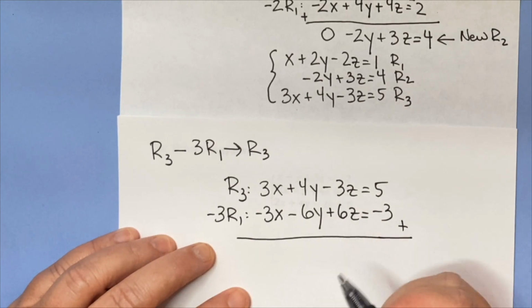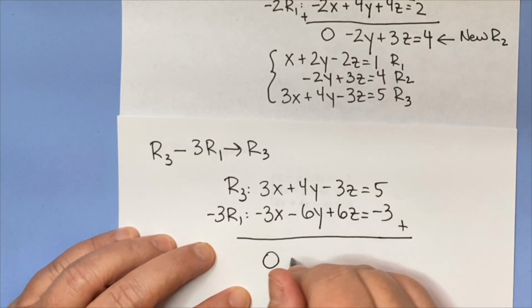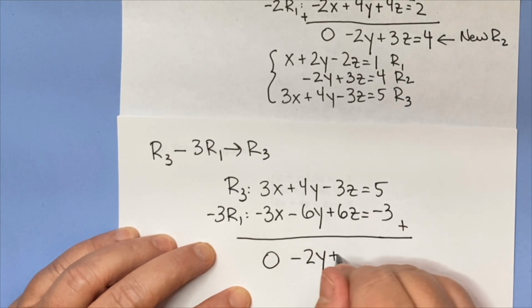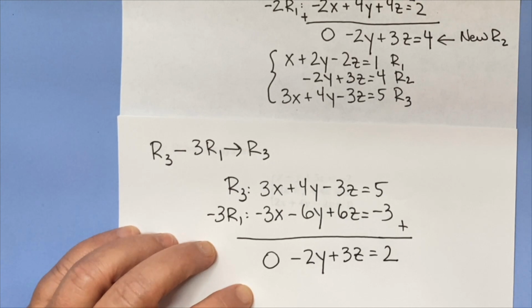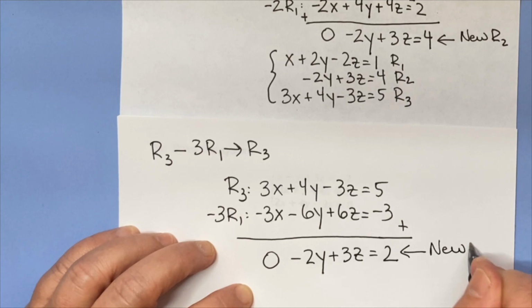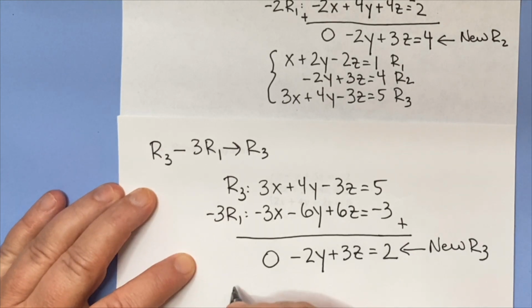So now I'm going to get that 0 in the first position that I'm looking for, minus 2y, let's see, plus 3z equals 2. And then I'm going to put that, that's going to be the new row 3. So now let's write down the system.